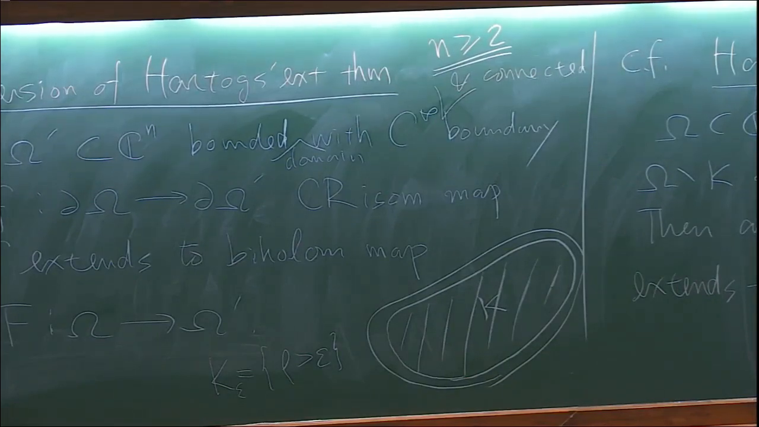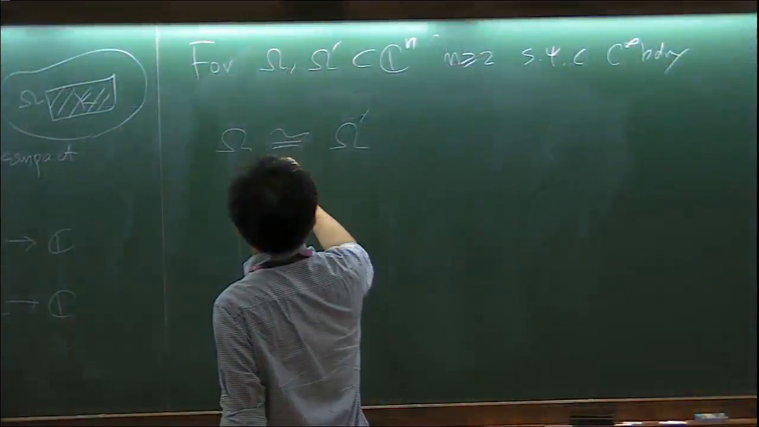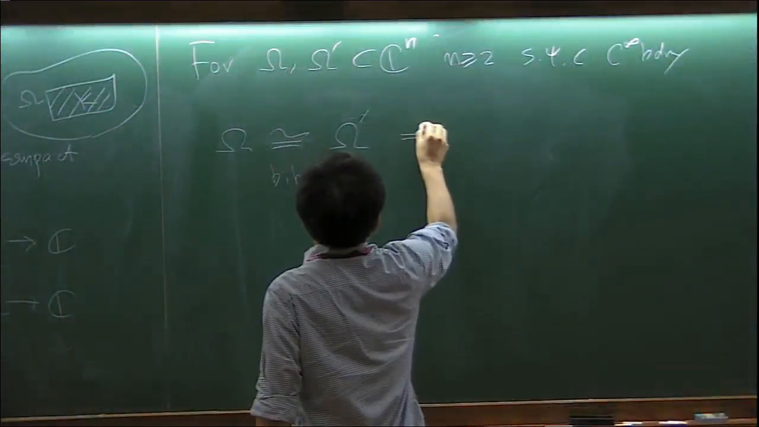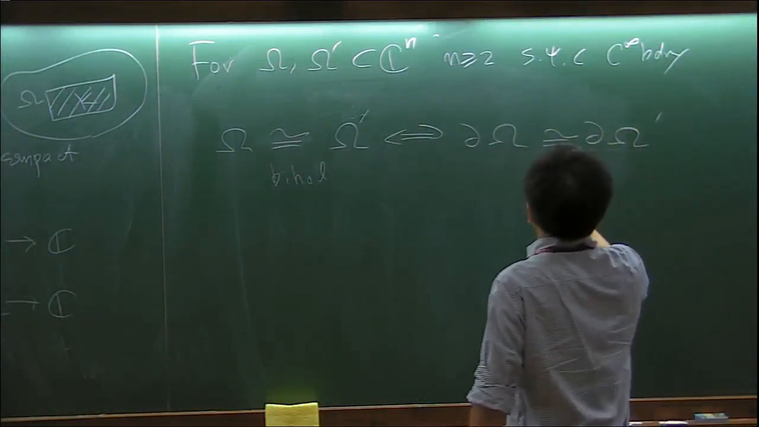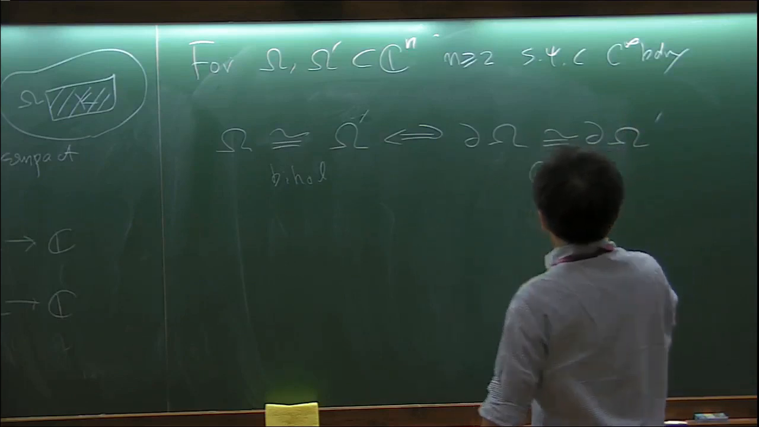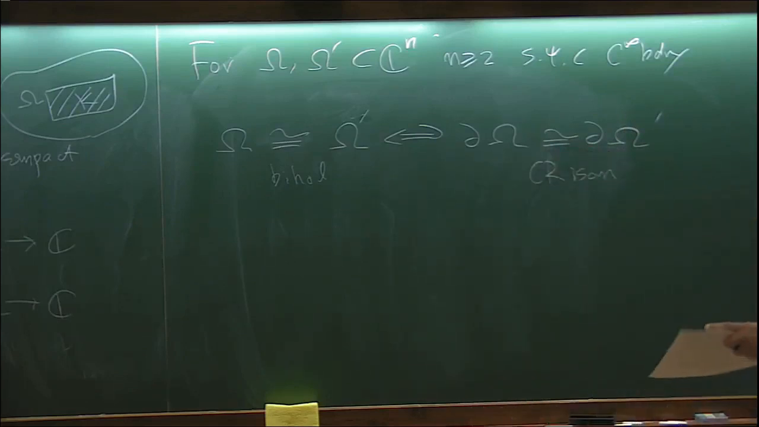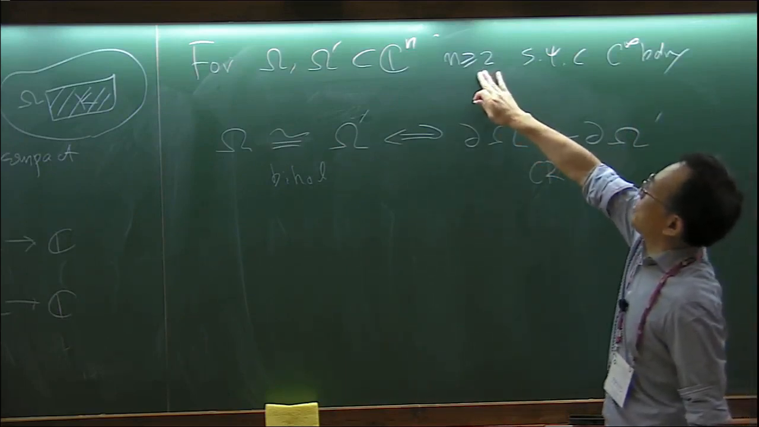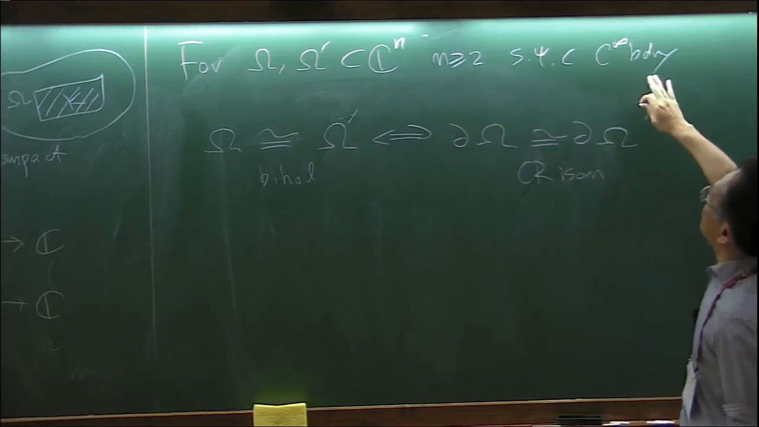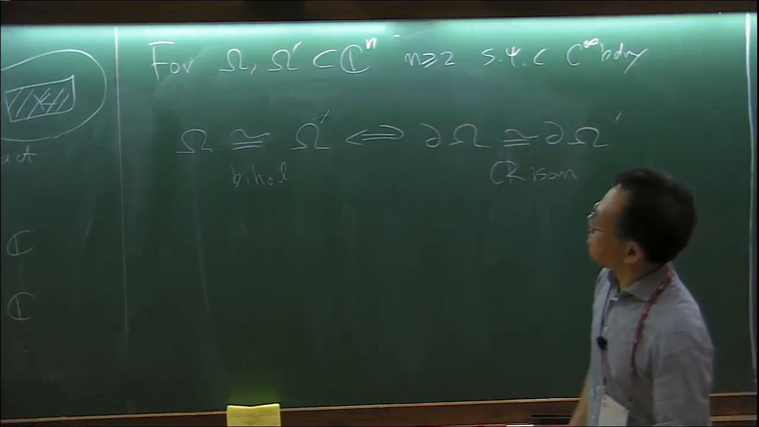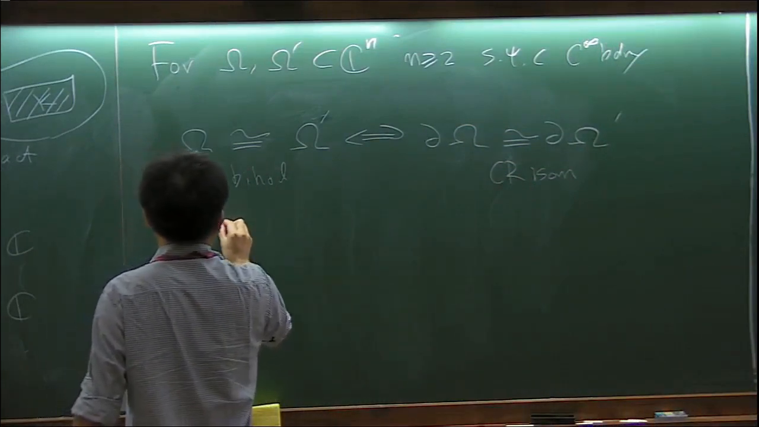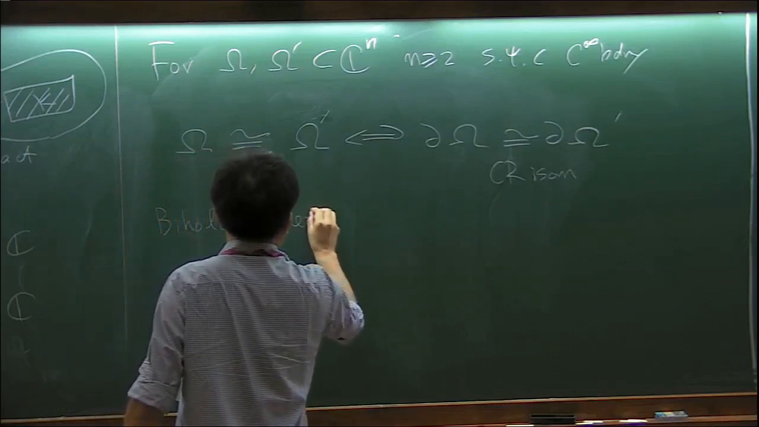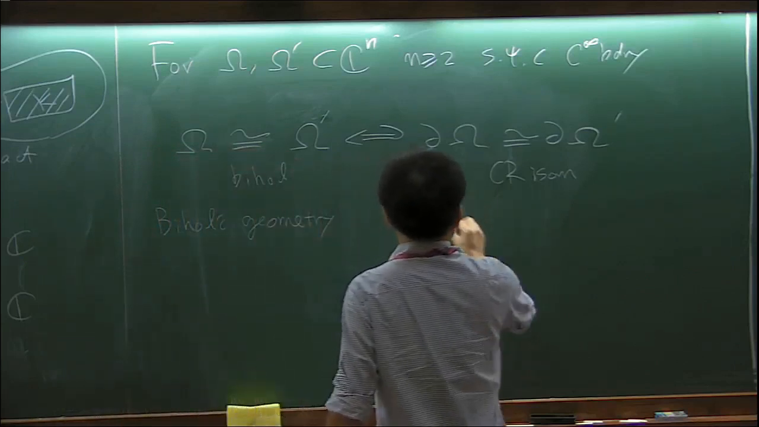Okay. So two domains are biholomorphic if and only if the boundaries are CR isomorphic. So we have two geometries nicely connected. So I always need n greater than or equal to 2, strictly pseudoconvex with smooth boundary. Okay. So there are two geometries. This is the biholomorphic geometry, and this is the CR geometry.